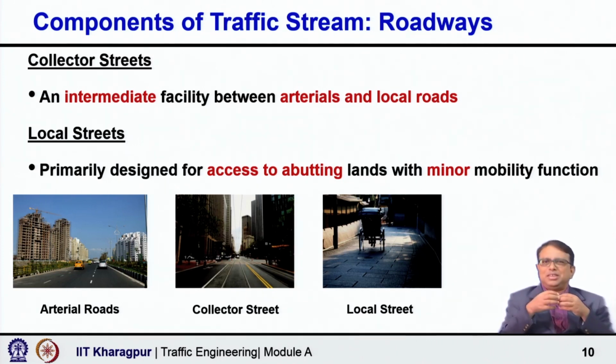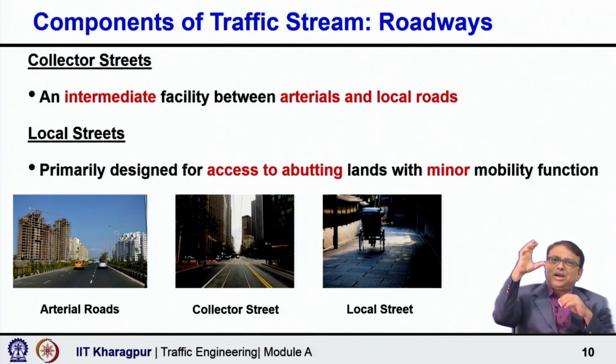It is actually a connecting collector, getting all the local streets connected to it, and then it is further connected to a higher order road, which is the arterial or sub-arterial. Local streets are primarily designed to access the abutting lands with minor mobility function. Mobility is not the primary function, and we do not want high mobility, because it is intended for high accessibility.